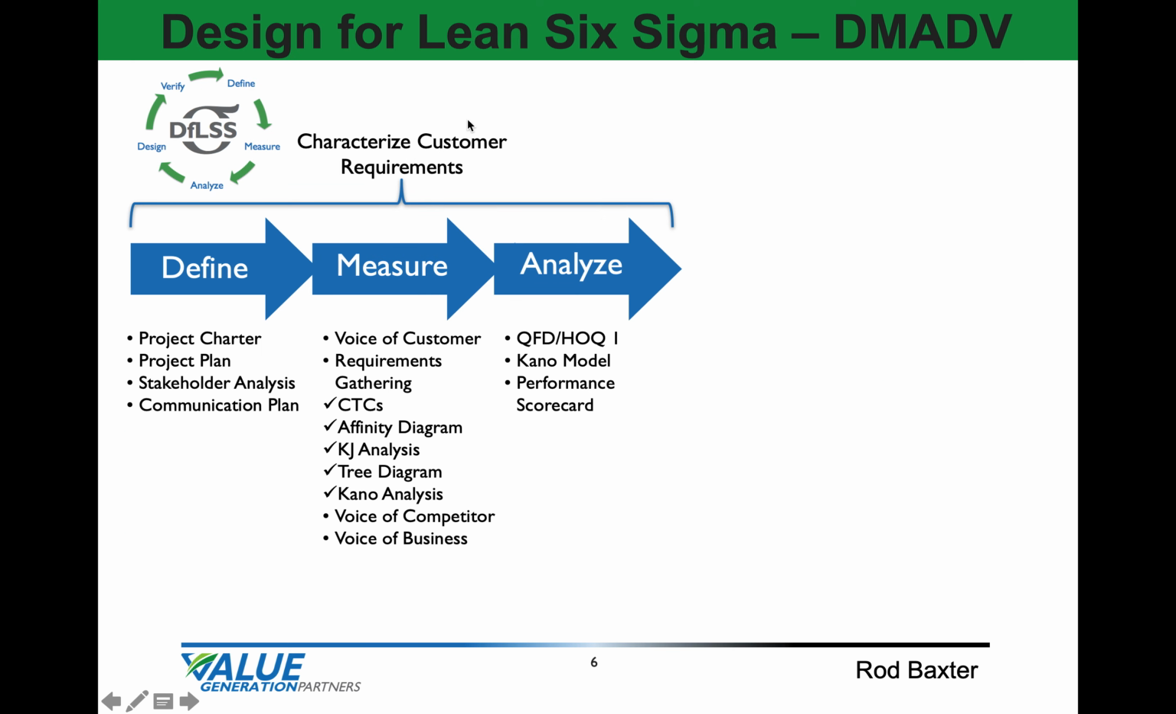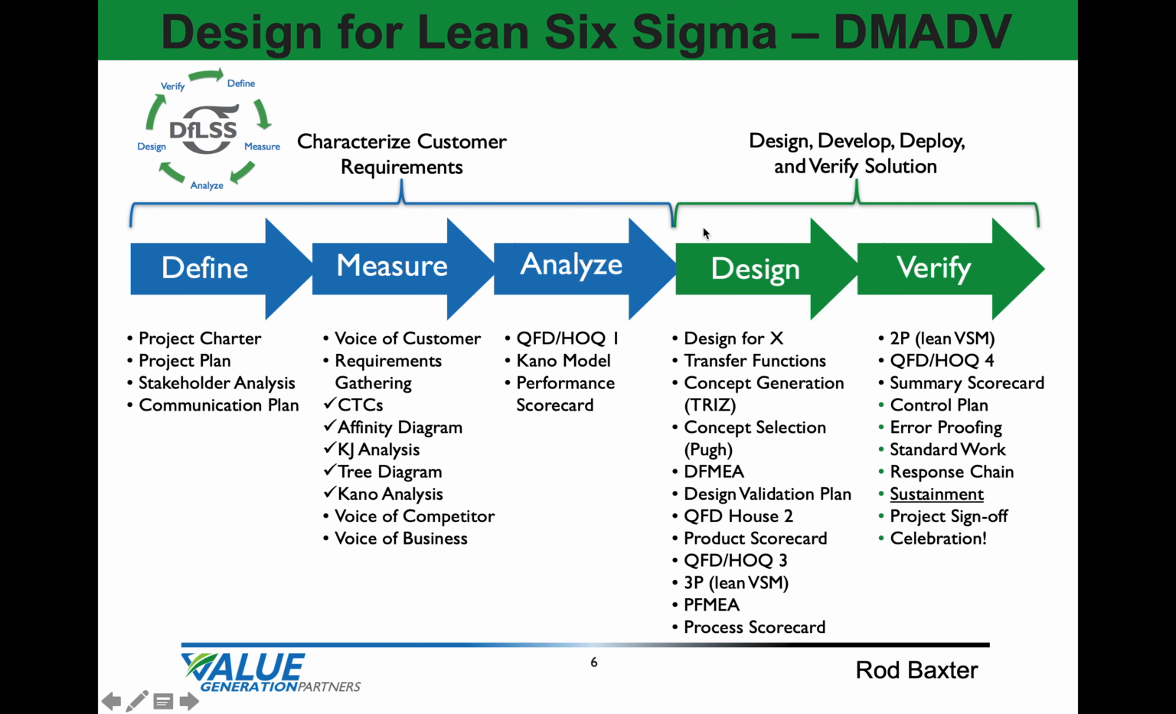Design for Lean Six Sigma. Again, we'll characterize the customer requirements with define, measure, analyze. Then we'll design, develop, deploy, and verify our solution with design and verify. So in the define phase, we'll have our charter, our project plan, we'll understand our stakeholders and our communication plan. In the measure phase, we'll have our voice of customer requirements. We'll have our critical to quality and critical to customer. We'll use affinity diagrams. We'll use tree diagrams, Kano, voice of competitor and voice of business. In the analyze, we'll start with quality function deployment or house of quality 1. We may use Kano models. We'll have a performance scorecard.